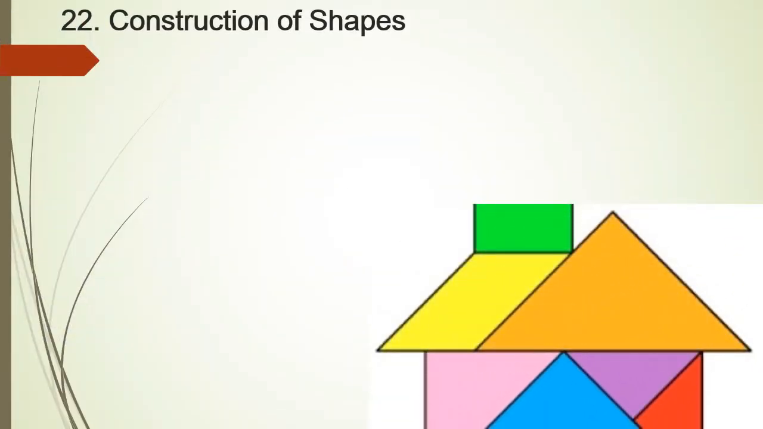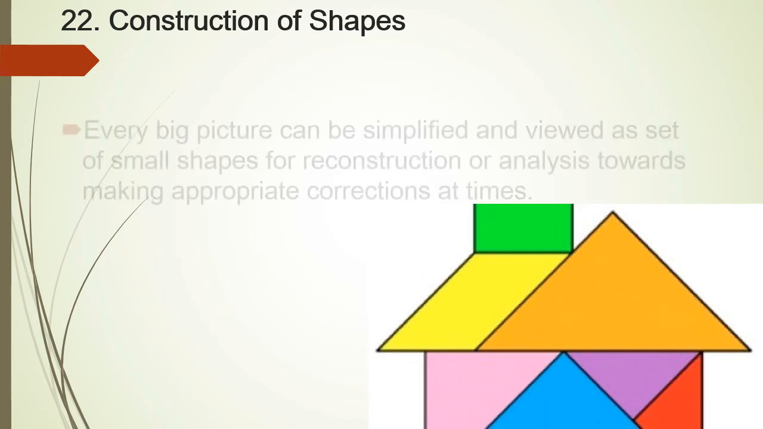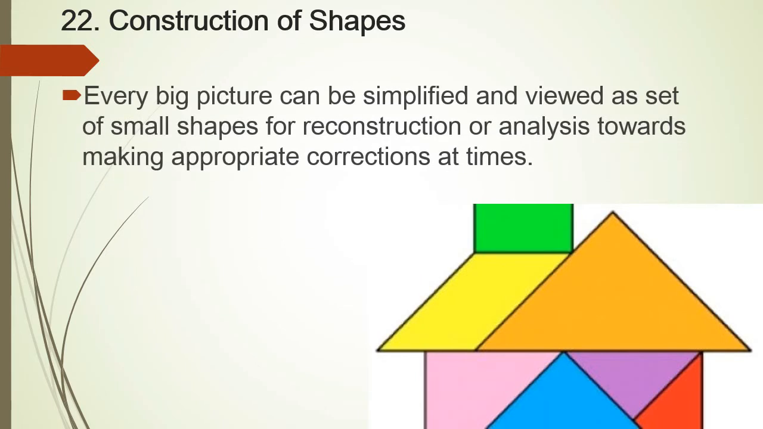So the next classification under logical reasoning, non-verbal reasoning is construction of shapes. If we look at the different things that are around us, every big thing or big picture that we come across can be simplified and viewed as a set of small shapes and small pictures for its reconstruction, analysis, and also making something out of it.